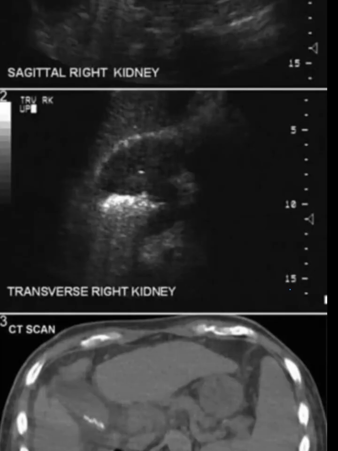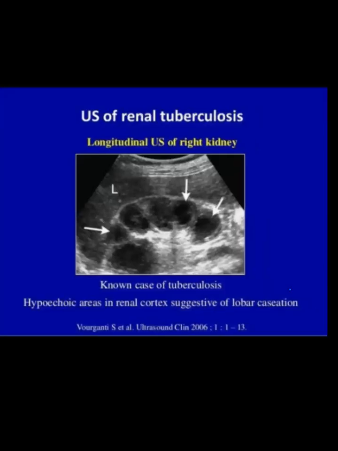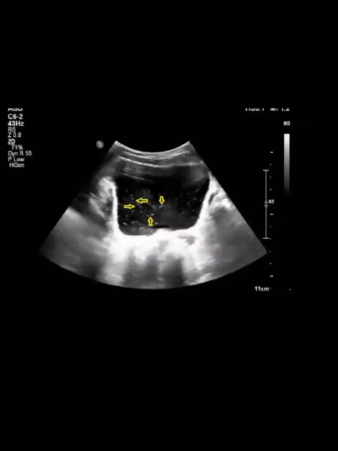So this diabetic patient presented with a high fever, flank pain, sepsis, and AKI. Ultrasound of renal TB here: hypoechoic areas in the renal cortex suggestive of caseous necrosis. There should be a history of raised ESR, TB contact, being unvaccinated, and an endemic area as well.